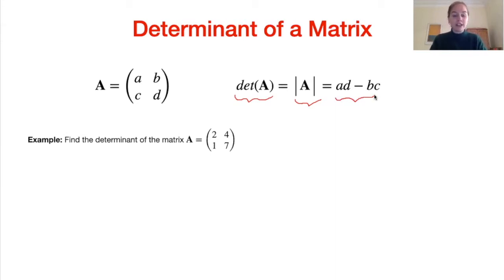So let's just look at an example. Find the determinant of the matrix A, which is equal to this right here. Well, let's say A is equal to, well, A times D, this is my entry A, this is my entry D, so we have 2 times 7 minus entry B times entry C. So we have minus 4 times 1, which overall is 14 minus 4. So we find this is equal to 10.